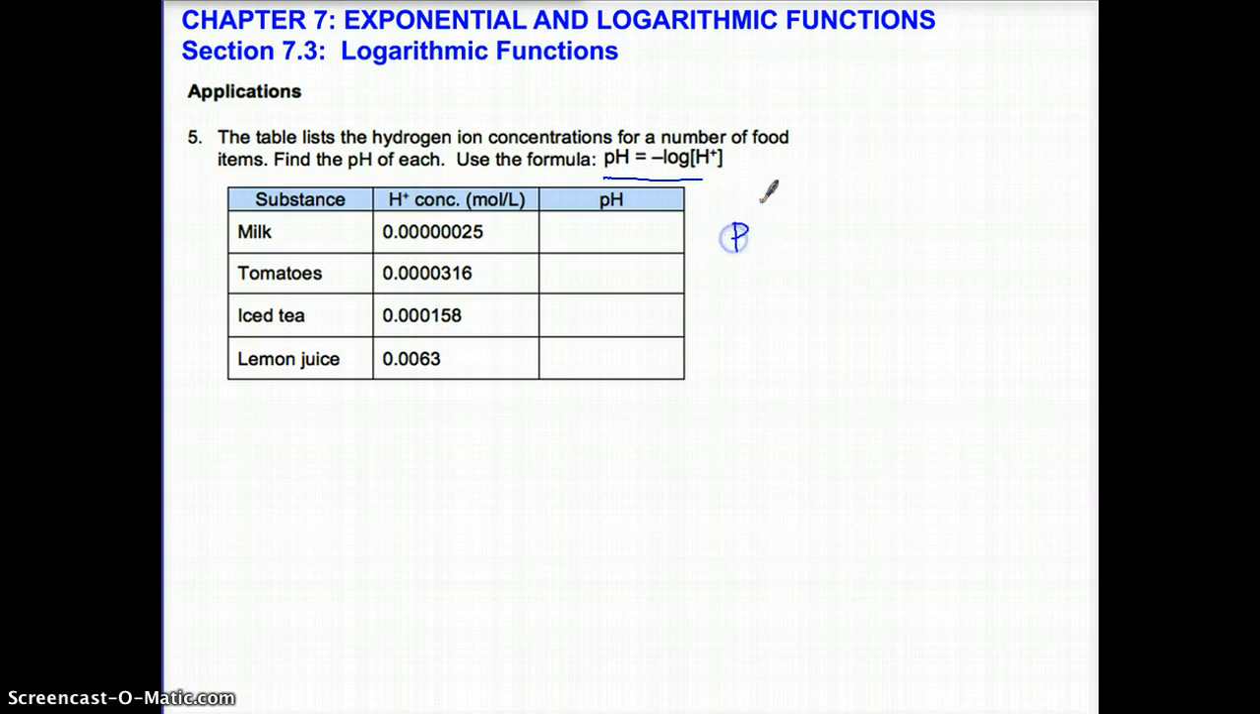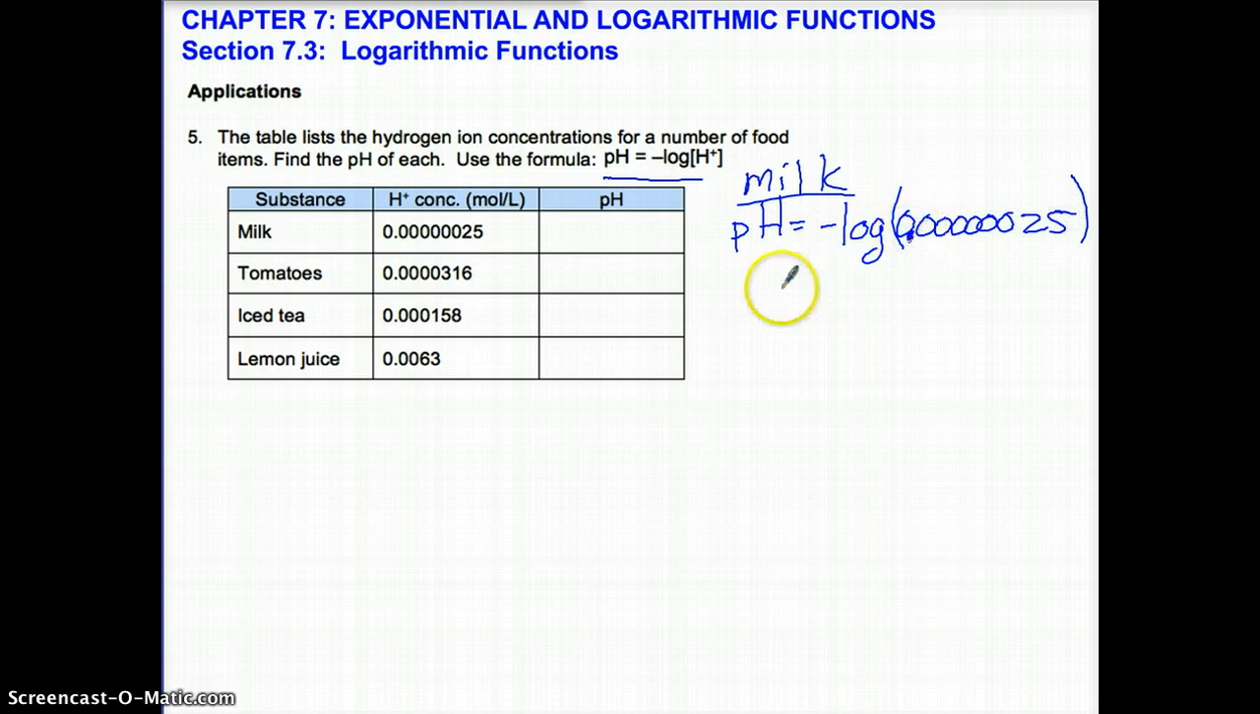If we look at milk and we want to find the pH value of milk, then we're just taking the opposite of the log of the hydrogen concentration, which for milk is 1, 2, 3, 4, 5, 6, 2, 5. So when we do that, you use your calculator to find the log. We know that that's approximately 6.6 for our pH value. And pH's range, I believe, is between 1 and 14, to give some indication of where that's falling.